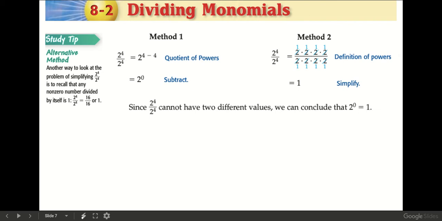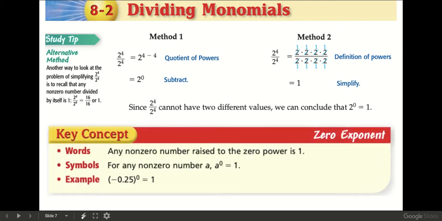So this leads us to our key concept here. When we're talking about a zero exponent, and this is anything to the 0 power, right? Any non-zero number raised to the 0 power is always going to be equal to 1. Okay? So if I have a to the 0 power, that's always going to be equal to 1. Okay? As long as that number isn't 0, as long as a isn't 0, right? 0 to the 0 power doesn't really work.